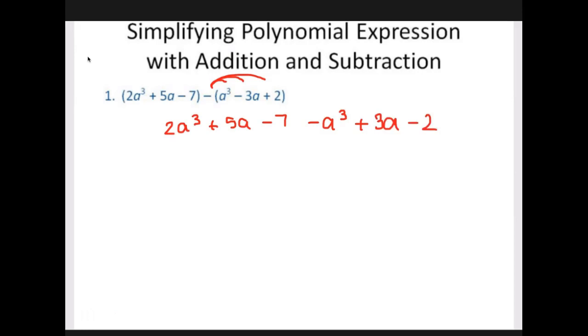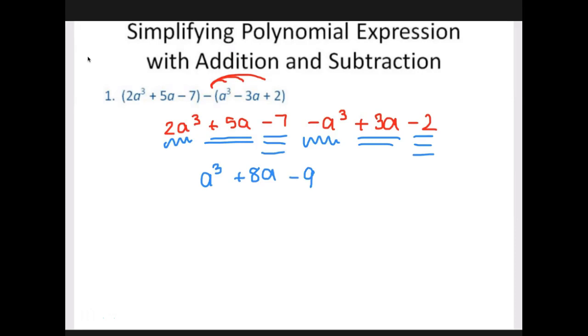When simplifying with addition and subtraction, you look for like powers. So that first term and this term both have a cubed. So a cubed are like terms. So 2a cubed minus a cubed is 1a cubed. 5a and 3a gives 8a. So again, you're only adding the coefficients. You're not changing their powers. And negative 7 and negative 2 gives negative 9.